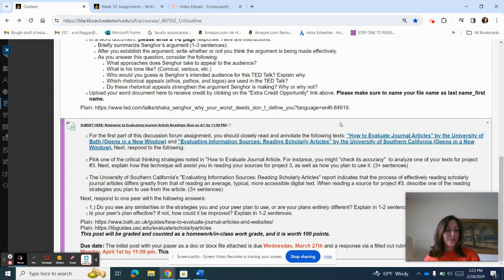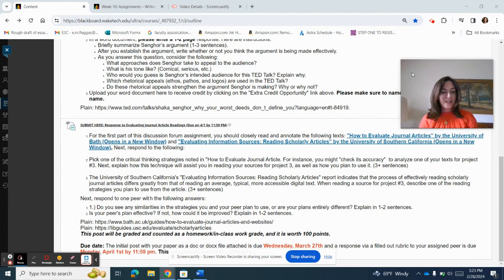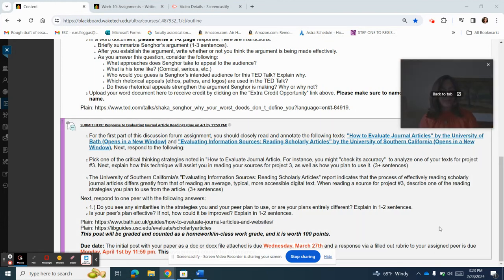Next, you will engage with your peers. So, of course, what you're looking at is, do you have any similarities in the strategies that you and your peer plan to use, or are your plans entirely different? That would be explained in 1 to 2 sentences. And do you think that as of now, your peer's plan is effective? If not, how could it be improved? And that would then be explained in 1 to 2 sentences.